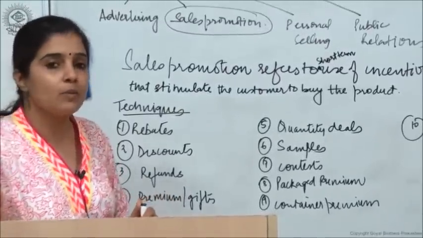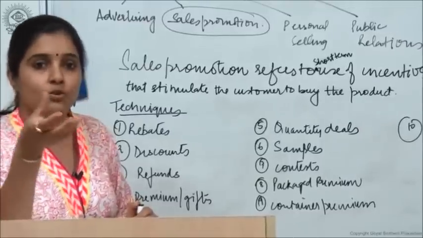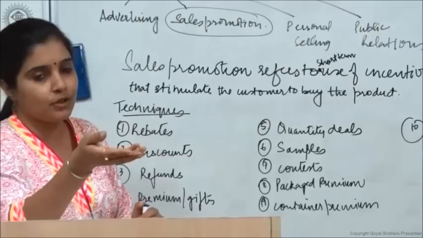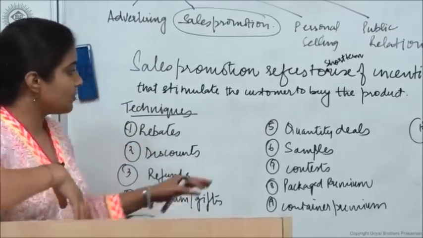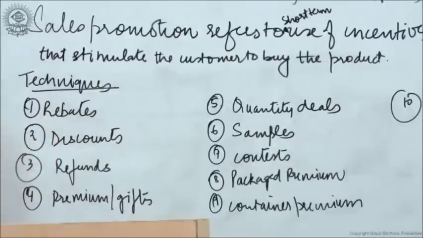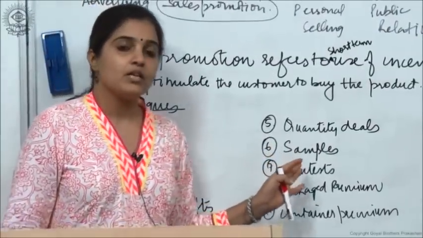You buy a liquid wash, you get a sanitizer free, so something extra you get with the product without you having to pay anything extra for that premium or gift, right? Then quantity deals, that means you pay for 500 grams, but the quantity that you're going to get is about 750 grams, so 250 grams free, so 750 grams for the price of 500 grams, that is called your quantity deals.